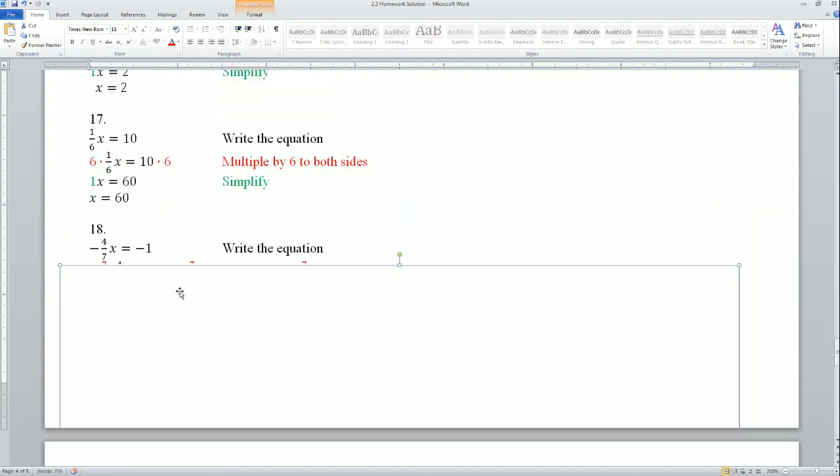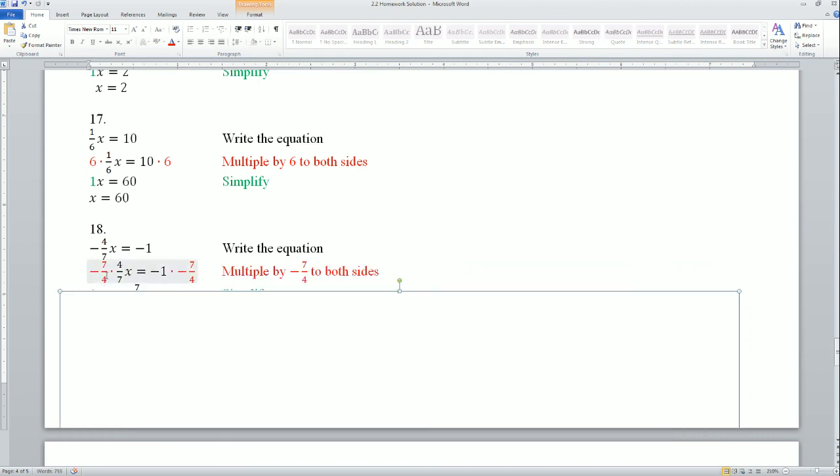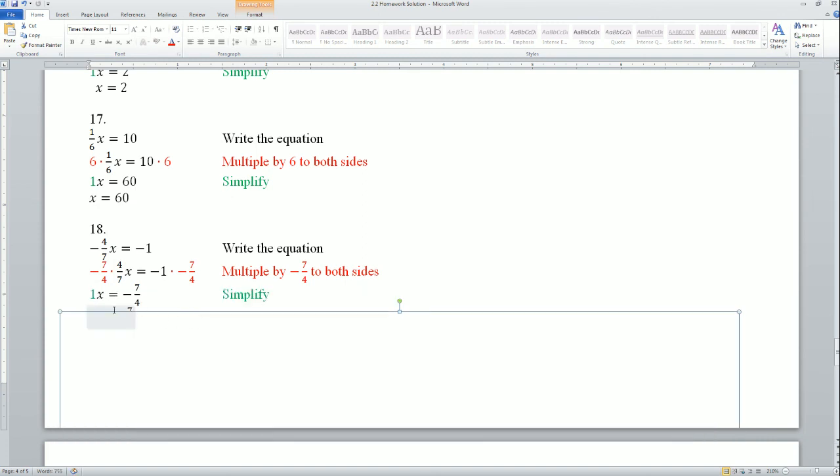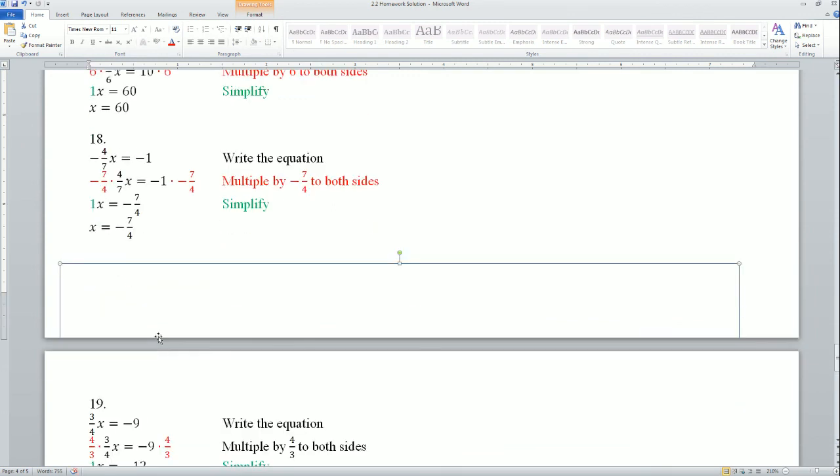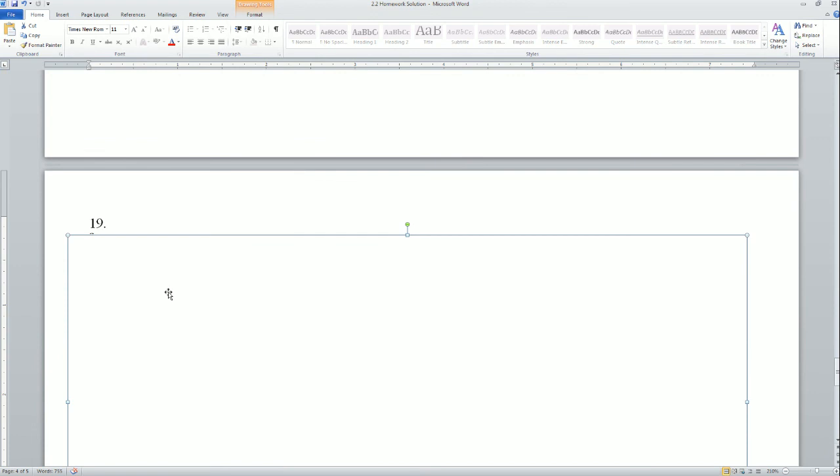18. Negative 4 over 7 x equals negative 1. Multiply by its inverse. So in this case, it is negative 7 over 4, right? You just flip it, okay? You get a 1 here. That's the reason why you flip it, so you can make that 1, right? On the right hand side, it just becomes negative 7 over 4. There you go.